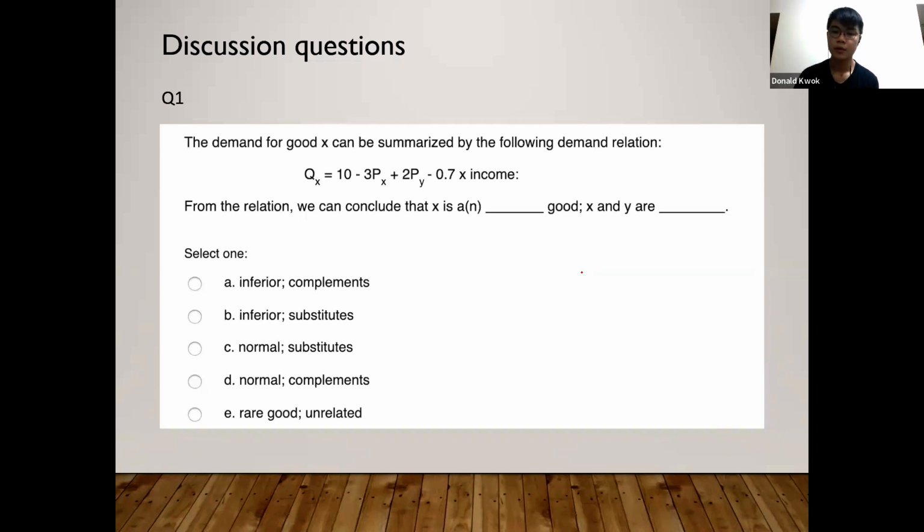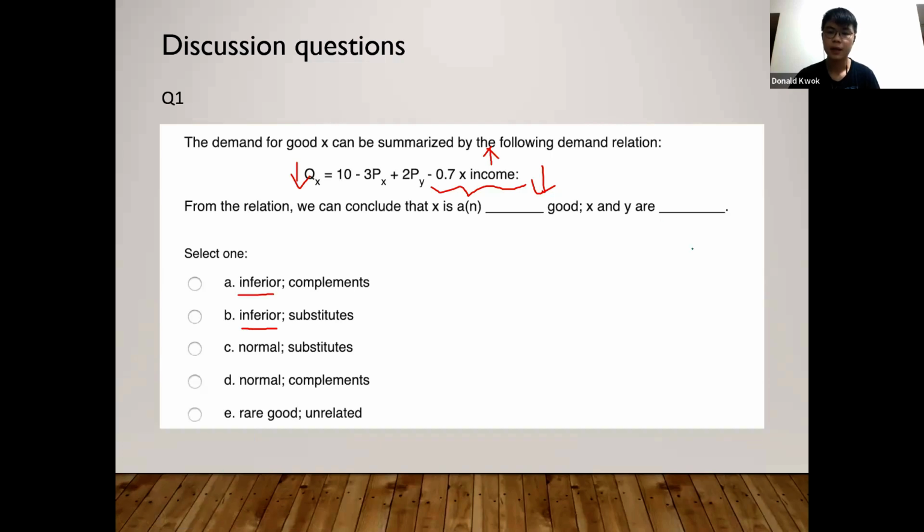Okay, so for the first blank, we're going to determine whether good X is a normal good or an inferior good. So we'd like to see how a change in income affects the demand for good X. So let's see. When the income increases, then negative 0.7 times income, this expression would decrease. And finally, the whole expression on the right-hand side would decrease, and thus the demand for good X would decrease as a result of an increase in income. So this is why good X is an inferior good, right? It fits into the definition of inferior goods.